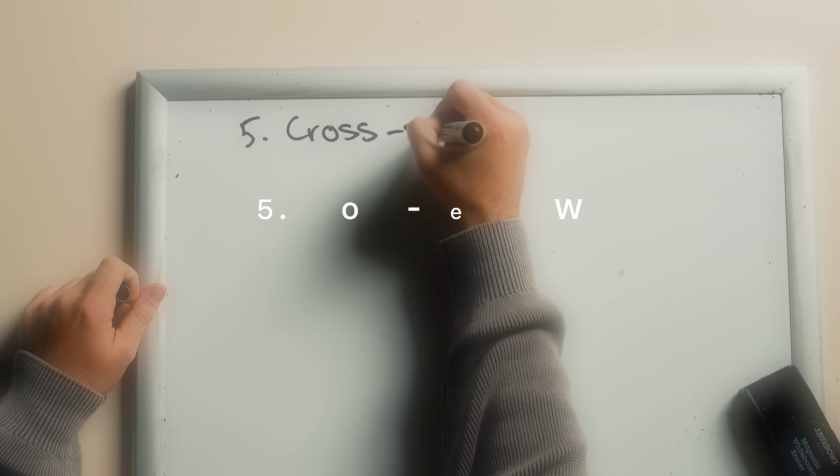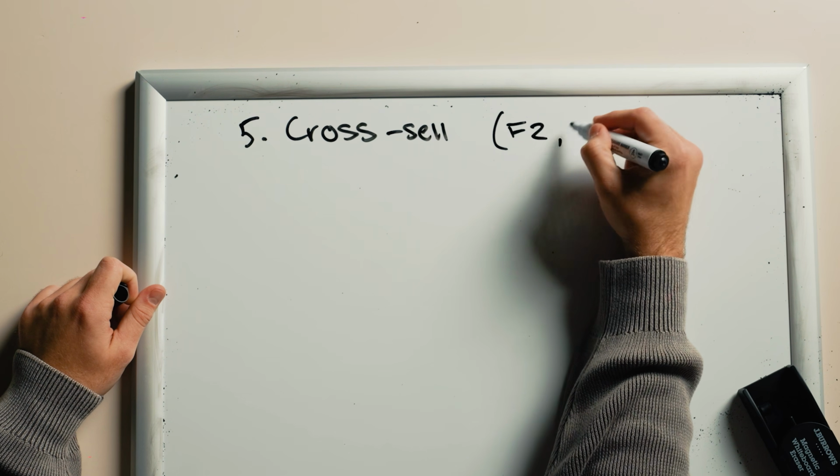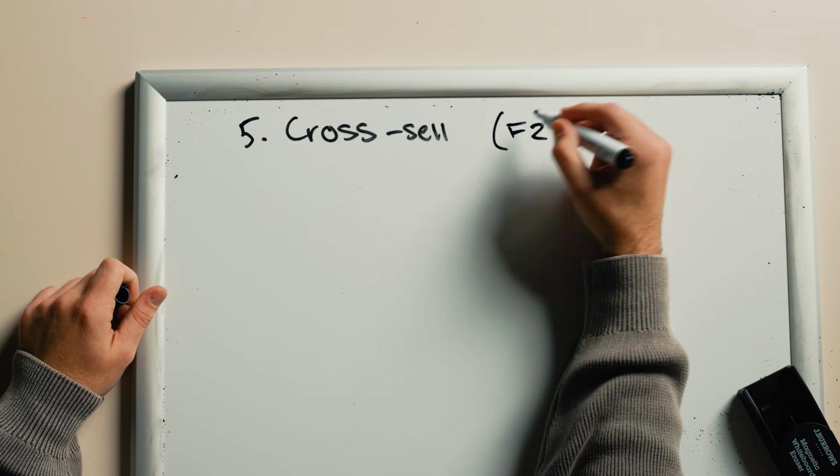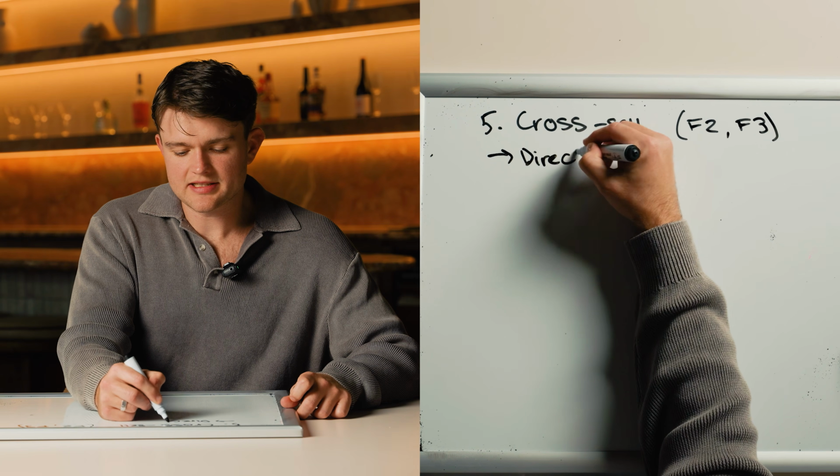So we'll look at the cross-sell flow. Now, this is a very, very hard flow to get right. Typically, this is going to focus on F2. It can focus on F3, but the primary goal here is F2. You're using your cross-sell flow to direct customers to place their second order.